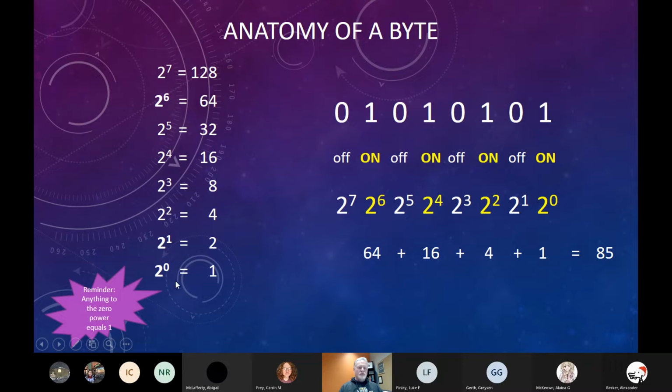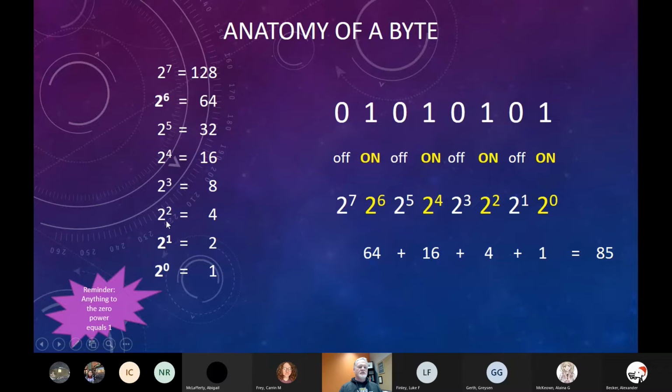If you had me in class, you heard me say this a lot: anything to the zero power equals one. 1 million to the zero power equals one. X to the zero power equals one. Anything to the first power equals itself. So two to the first equals two. If this had been 10 to the first, it equals 10. And then you just go on multiplying by itself.